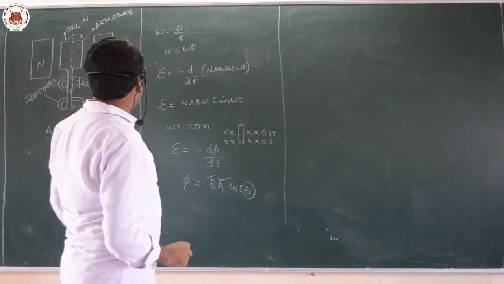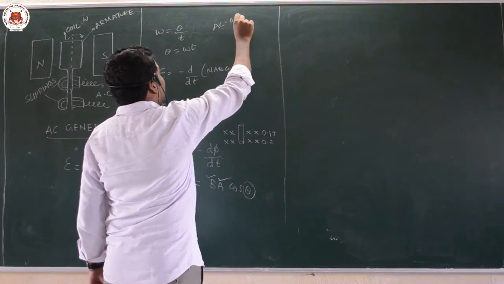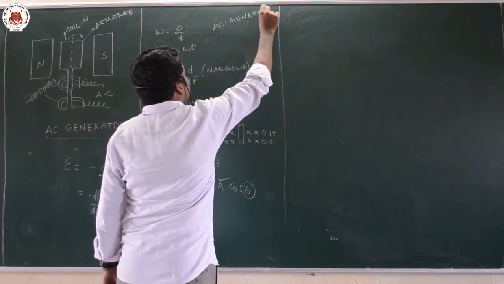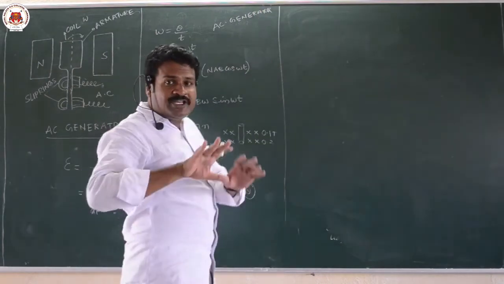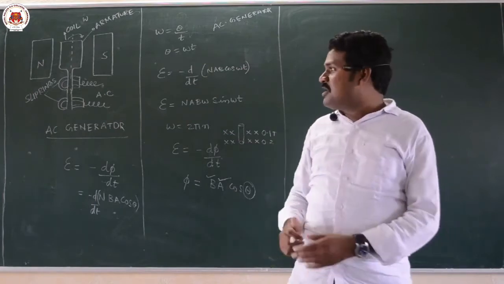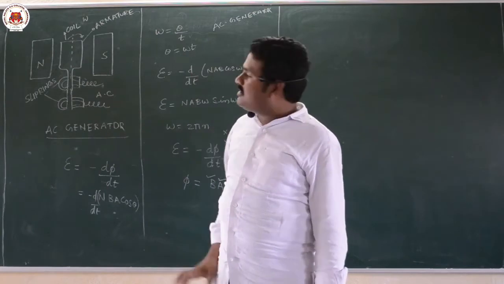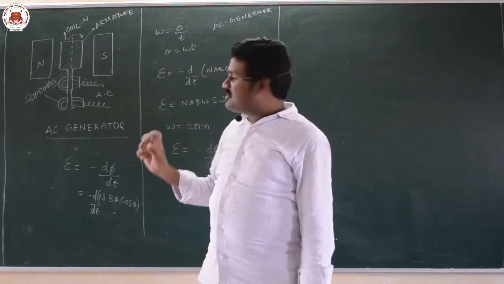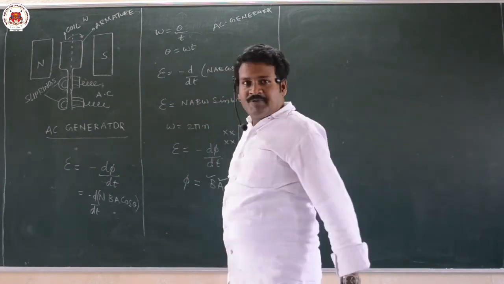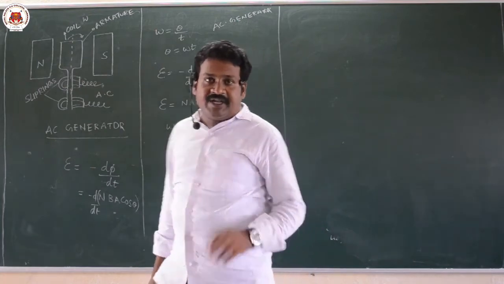So in case of AC generator, what we are doing is the orientation of the coil is changed. The change in the orientation of the coil will always provide EMF. As long as this coil is rotating, we will get EMF. Once this rotation stops, EMF stops. Once omega becomes 0, EMF becomes 0. This is the principle behind AC generator.